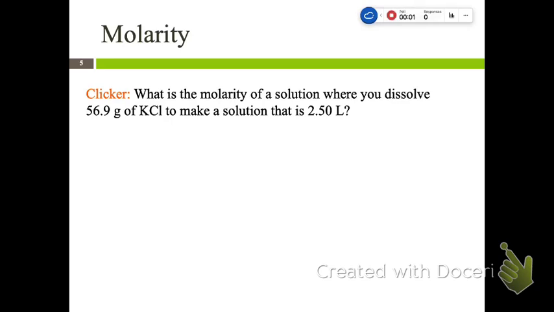And this time, I want us to talk about the exact same solution, but I'm going to use a different set of units for concentration. I want to know what the molarity of this solution is. Just like we did the last one, go ahead and write out what the units on the top are, what the units on the bottom are, and then figure out what that ratio is.